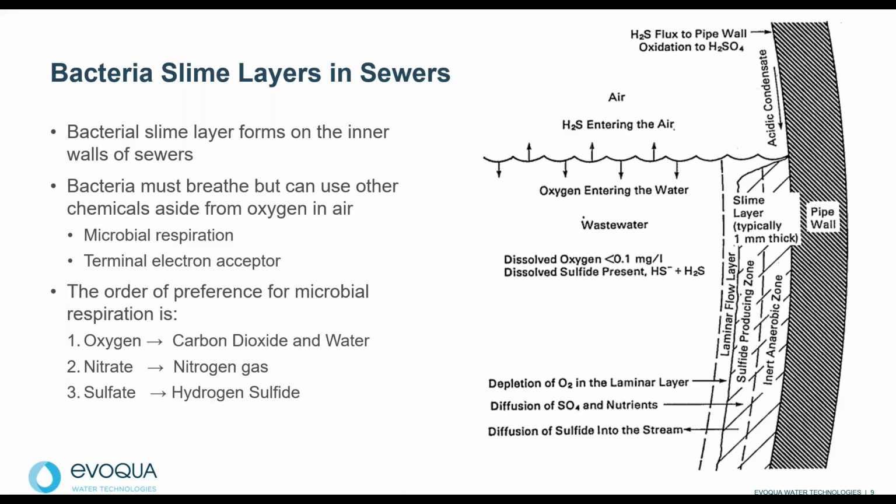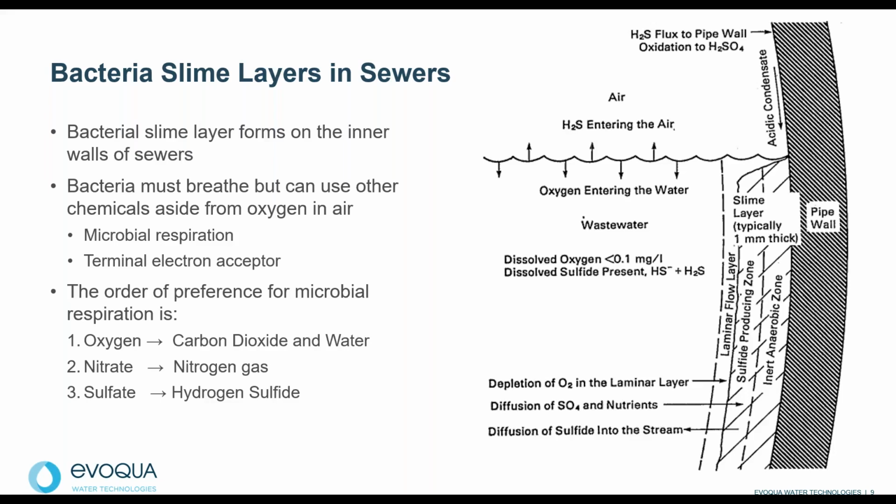Once the dissolved oxygen is gone, the bacteria in the slime layer turn to other compounds found in wastewater that contain oxygen and use these to quote-unquote breathe. So after oxygen, the bacteria then consume a compound called nitrate, NO3. Bacteria consume nitrate and produce or expel nitrogen gas, which is also odorless, non-hazardous, and non-corrosive. Unfortunately, nitrate is not overly abundant in wastewater.